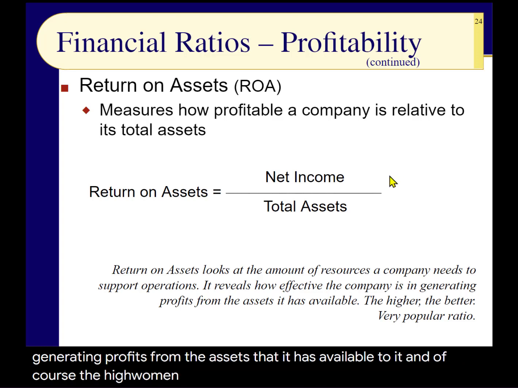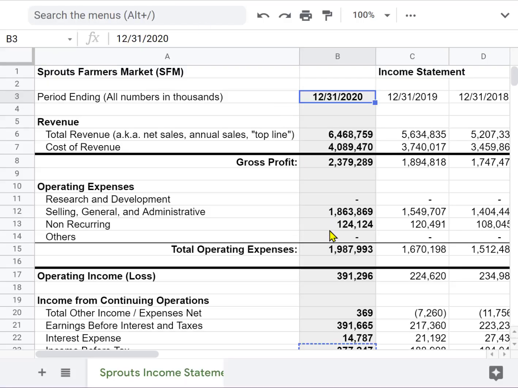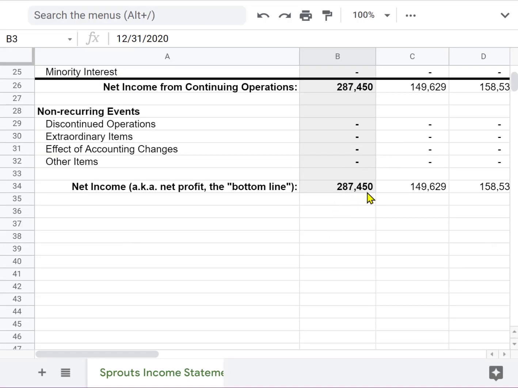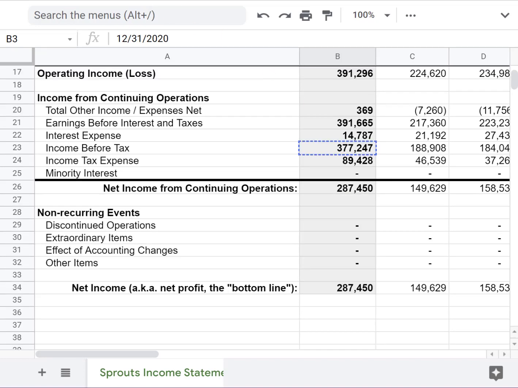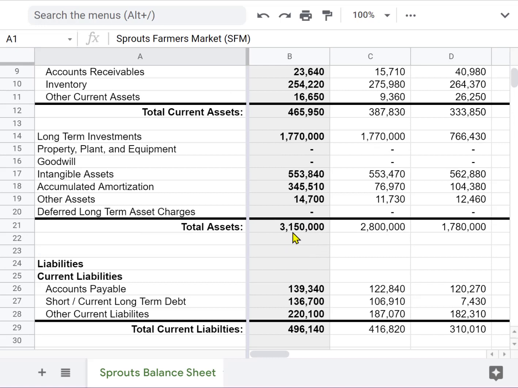And of course, the higher the better, very popular, and we look at other companies, right? We have to look at the competitors. So if we go to the income statement, we find the bottom line number 287,450. And then we go to the balance sheet and look at the total assets of 3,150,000, and we wind up with about 9% or so, 9.13%. Check to make sure you got that number.